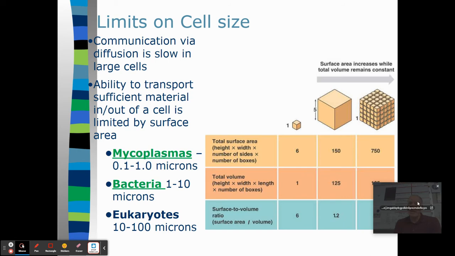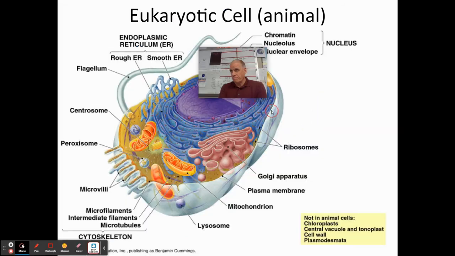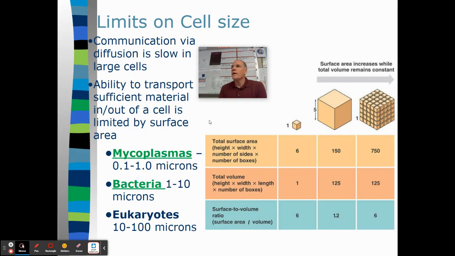However, if you take that large cell and you now divide it up into smaller 1-unit cells, you can see that the surface area increases dramatically, 750. Volume is also up, but the surface area to volume ratio remains the same as it was with the 1-unit cell, at 6. So, and again, why is that important?